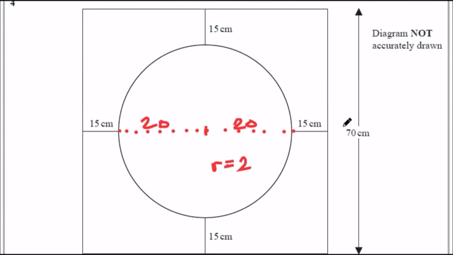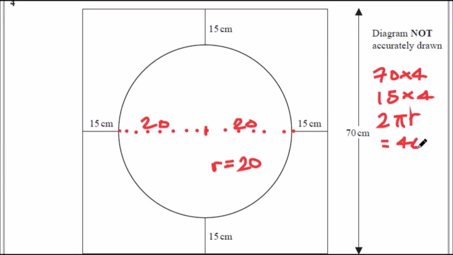So we can say that firstly, the total length around would be 70, 70, 70, so that's 70 times 4. I'll just write it here. We also know that we got 4 lots of 15, so 15 times 4 we add up as well. And lastly, we have the circumference of a circle. So the circumference of a circle is 2 pi r. And we know that the radius is 20, so the full equation would be 2 times pi times 20, so it would be 40 pi.